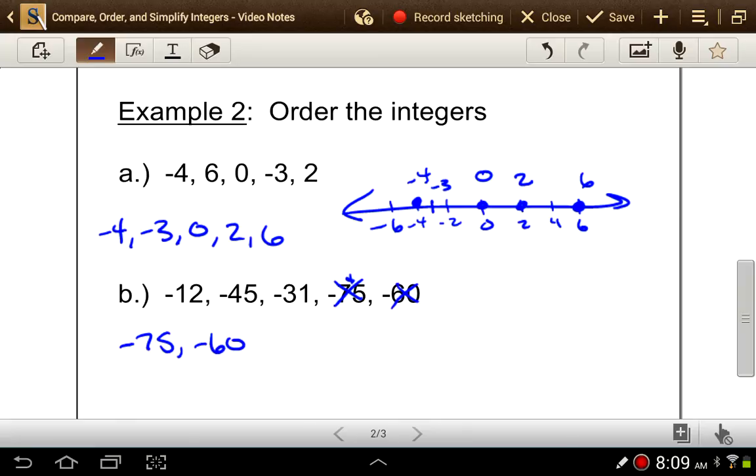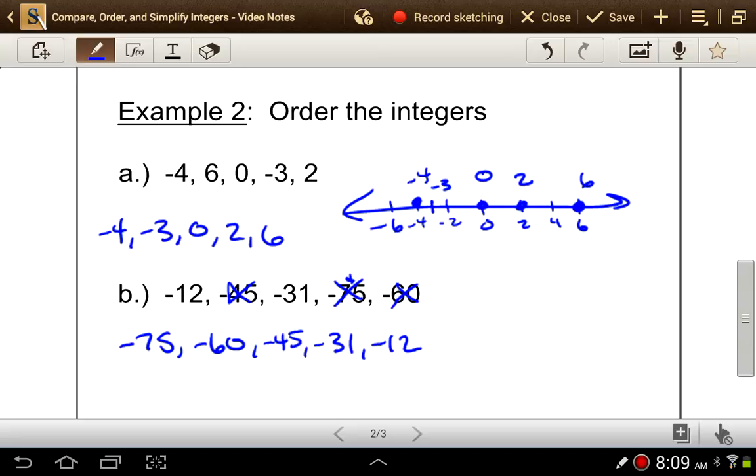What's the next biggest? Would be 45. So in the negatives, that's the opposite. That's the next smallest. Then we got negative 31 and then negative 12. So this is from least to greatest. Negative 75 is less than negative 12. So it's negative 75, negative 60, negative 45, negative 31, and negative 12. It's the opposite of what they would be in positives. If you need to pause, go ahead.